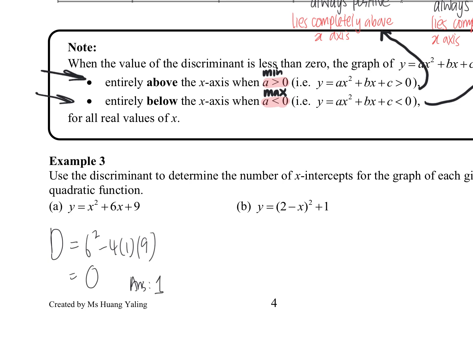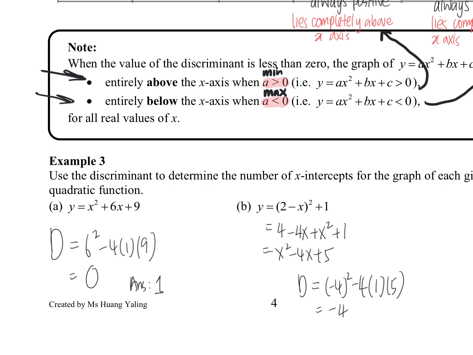This one, same thing. You have to go and expand it first. So algebra is very important in this chapter. Then you can get your a, b, c. So the discriminant is b squared, and remember when it's negative, put a bracket, minus 4ac. So 16 minus 20 is negative 4. When it's negative, how many intercepts do you have? Two? No real root, so you don't have an intersection.